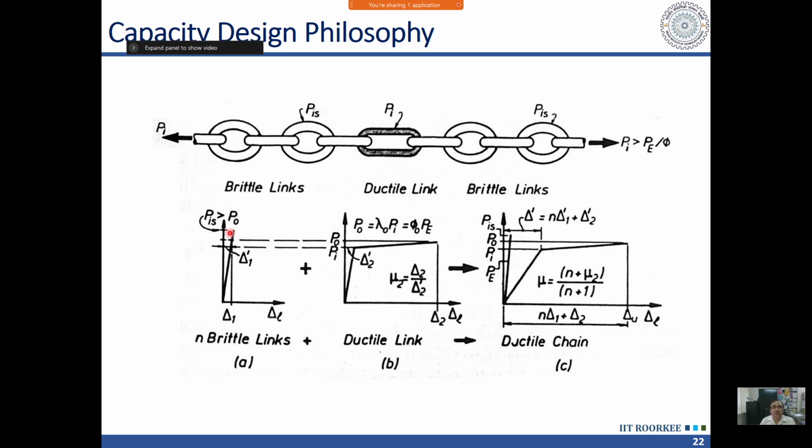So the load displacement behavior for the brittle links is shown here. In case of a brittle link, it will be linear elastic behavior, and then suddenly it will fail, it will break. But the ductile link will first have a linear elastic behavior, then it will yield, and after yielding it will have a plastic response. Now the question is, if all my links except one are brittle and only one link is ductile, can I make this chain behave in a ductile manner?